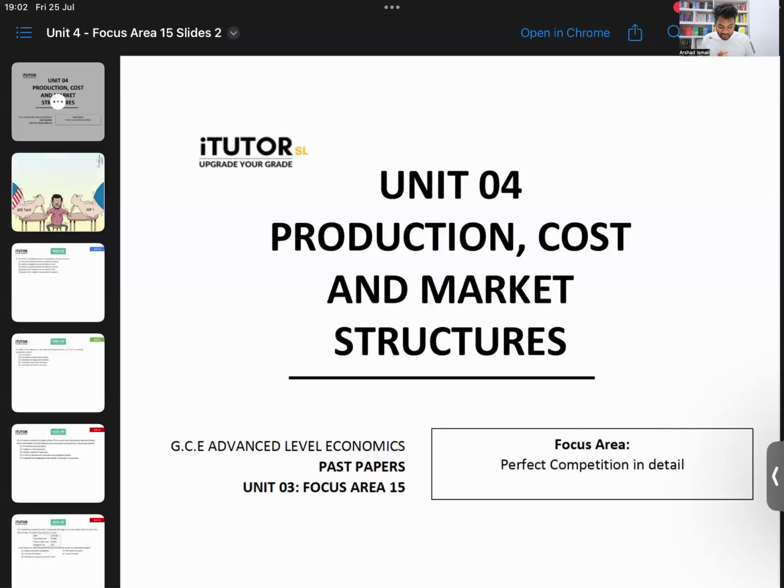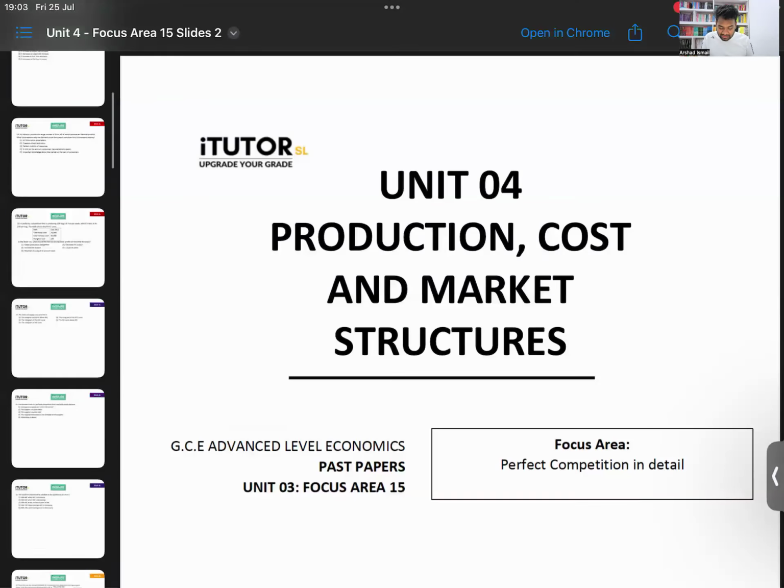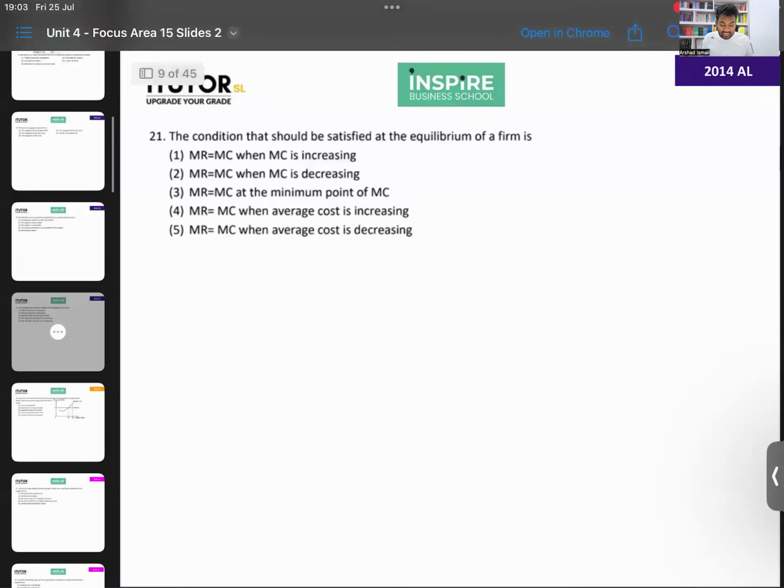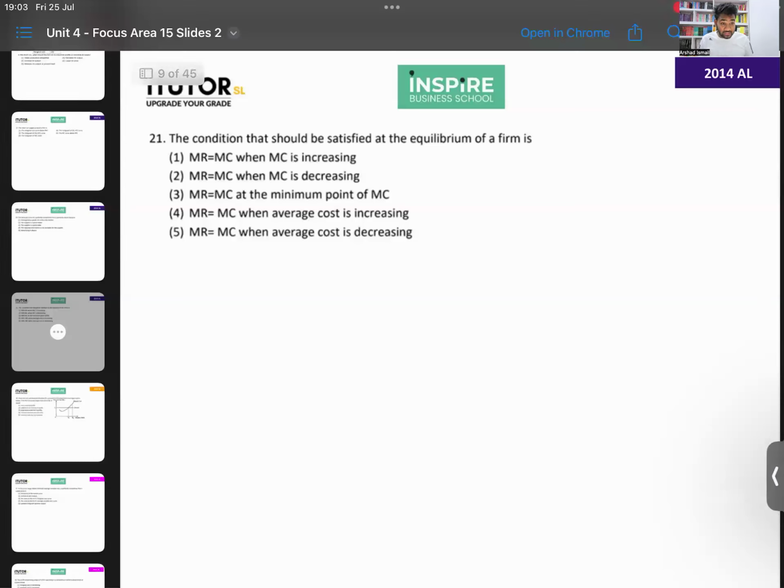Right. So coming into the second class where we're going into the 15th focus area. If you remember, we did start this last week. Last week we went until the 2014 A-level paper. I think we finished off with this question.